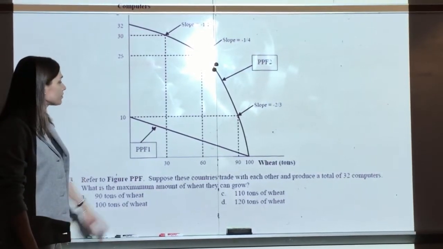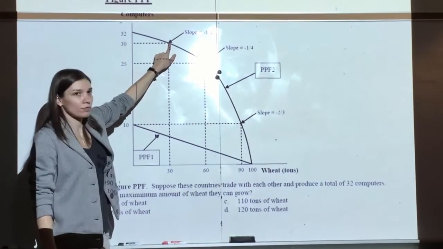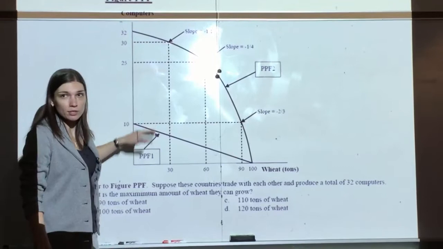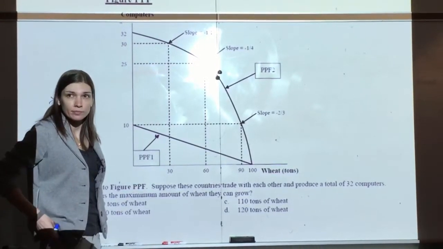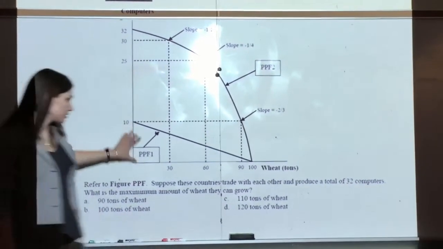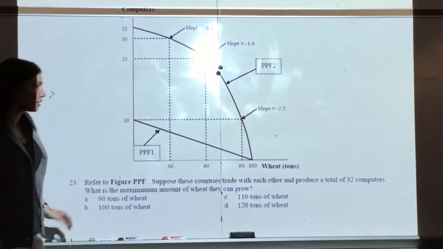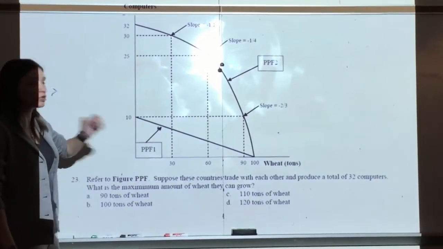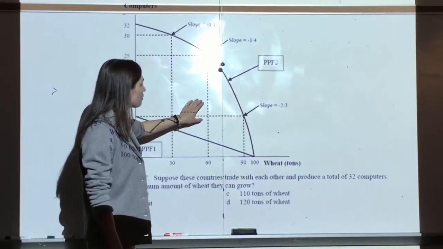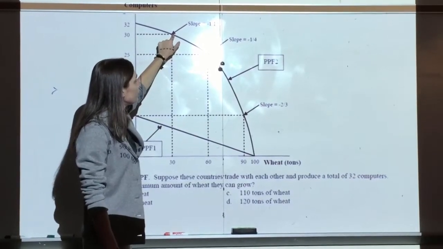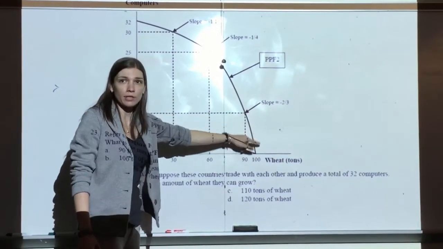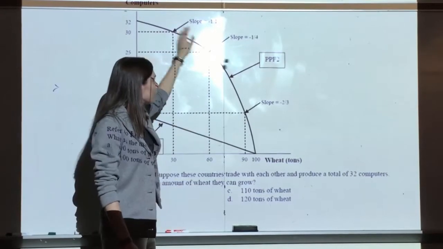In terms of slopes, the slope at this point is 1/10. What is the slope of the PPF1? It's constant, but what is it? 1/10, right? 10, 100, so 1/10. So the opportunity cost of wheat in country 1 is always going to be 1/10. Now the opportunity cost of wheat for country number 2 is 1/10 here, but then it becomes higher and higher.